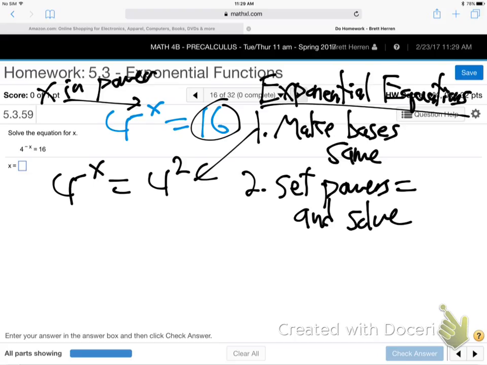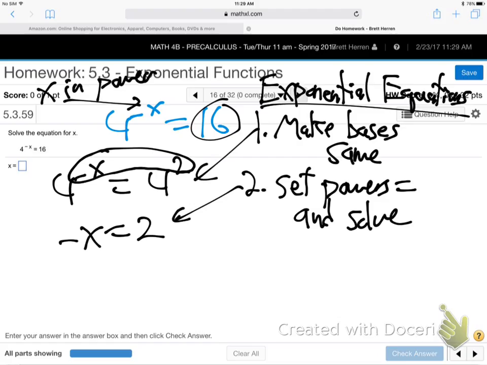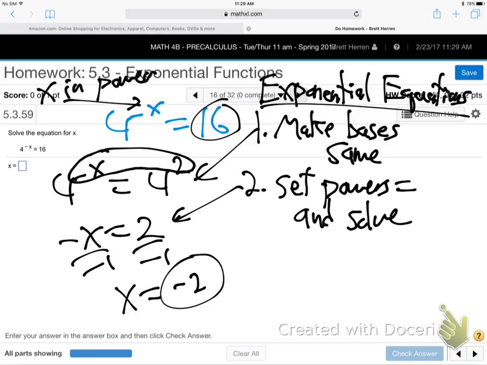And then step 2, once you have made the bases the same, like we have here, you know those powers have to be equal. Why? Because if 4 to something equals 4 to something else, the powers couldn't be different. Otherwise, 4 to one of them wouldn't equal 4 to the other. So the powers have to be equal. How do you solve this then? Just divide by -1. So x is -2.